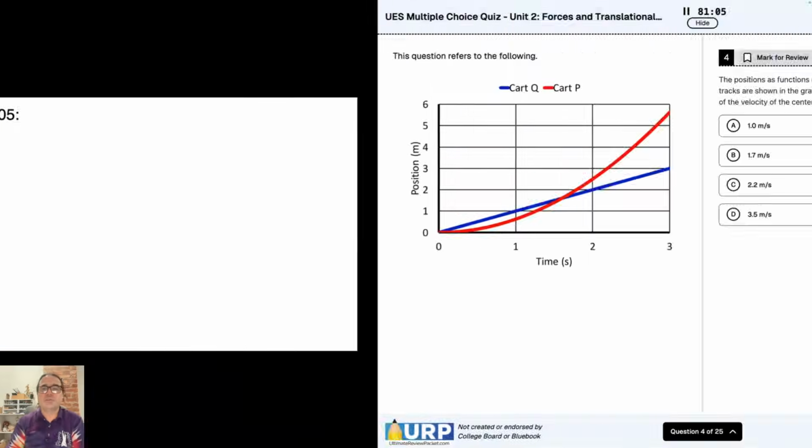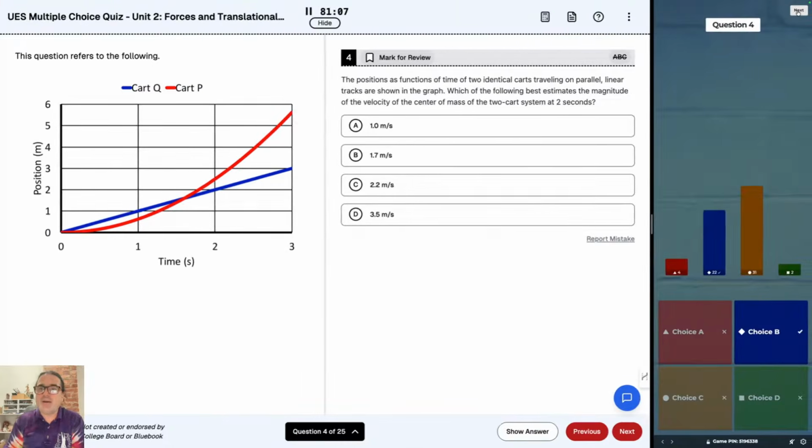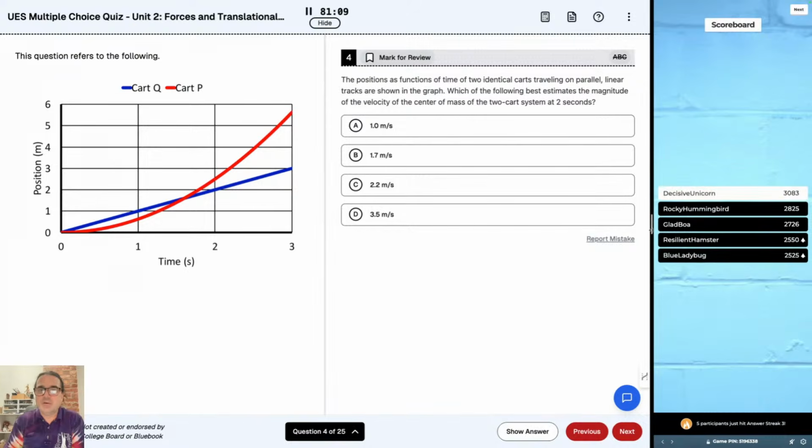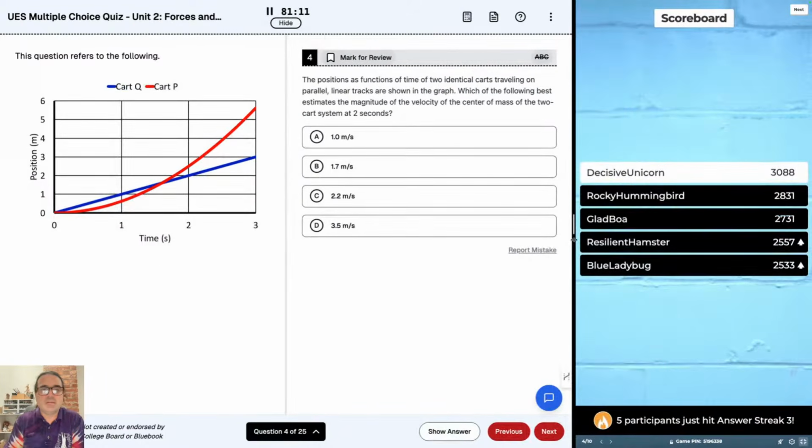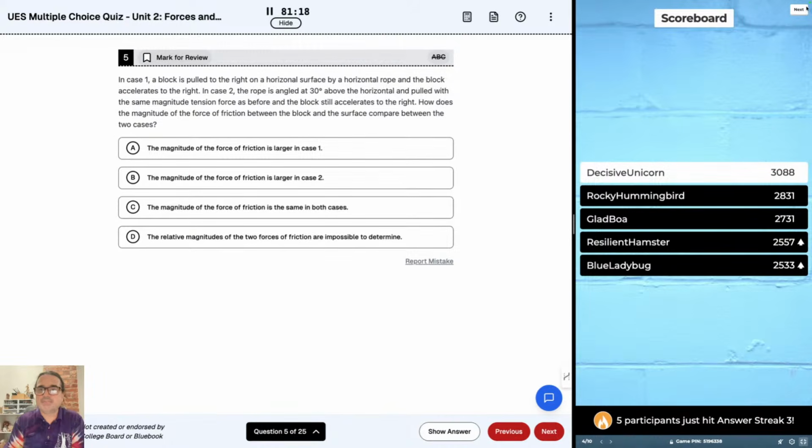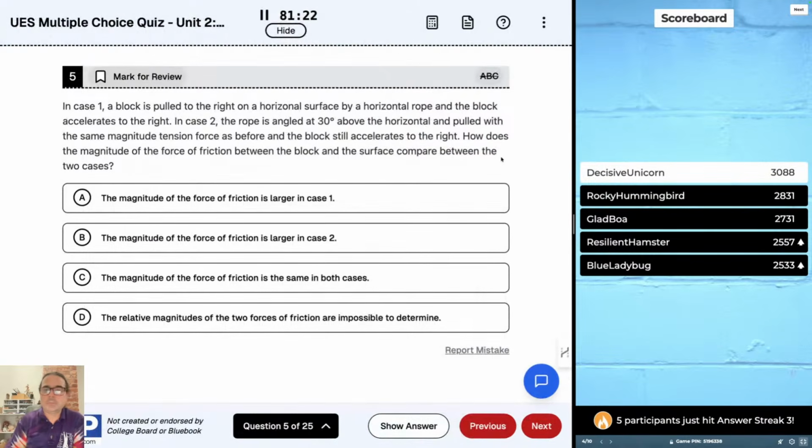Beautiful. We are done with question 4. Let's see how everybody did on question 4. Oh, Decisive Unicorn still leading the pack. Moving from question 4 to question 5. Beautiful. Next. Nope, I forgot to press that, or I didn't hit it. There we go.